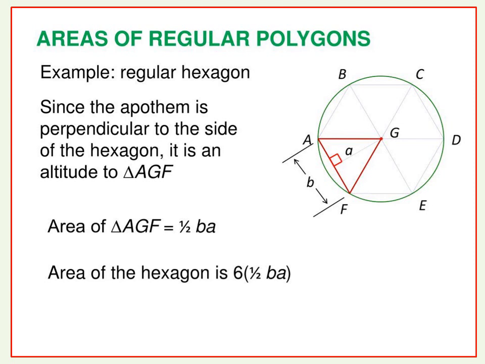The area of this triangle AGF is a half base times height, where the base is B and the height is our apothem, labeled A. And therefore, the area of this hexagon will be 6 times a half BA.